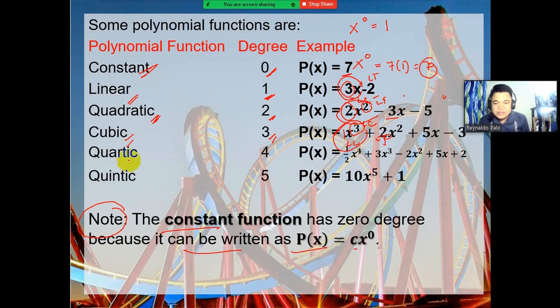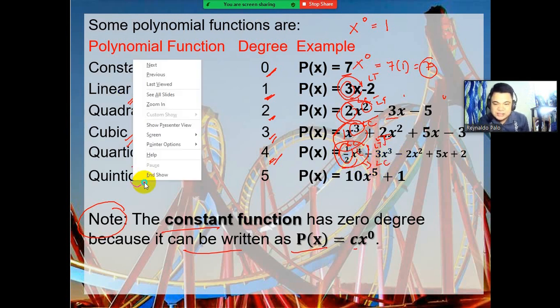Now, let's have quartic. When we say quartic, the highest degree is 4. Example, we have p of x equals 1 half x raised to the power of 4 plus 3x cubed minus 2x squared plus 5x plus 5. So 1 half x raised to the 4th power is your leading term because it has the highest exponent, and 1 half is what we call the leading coefficient. Teacher, is it okay to have a decimal, fraction, radical, and so on as a coefficient? Yes, it's okay as long as it is a real number. When we say real number, these are the numbers with definite values.